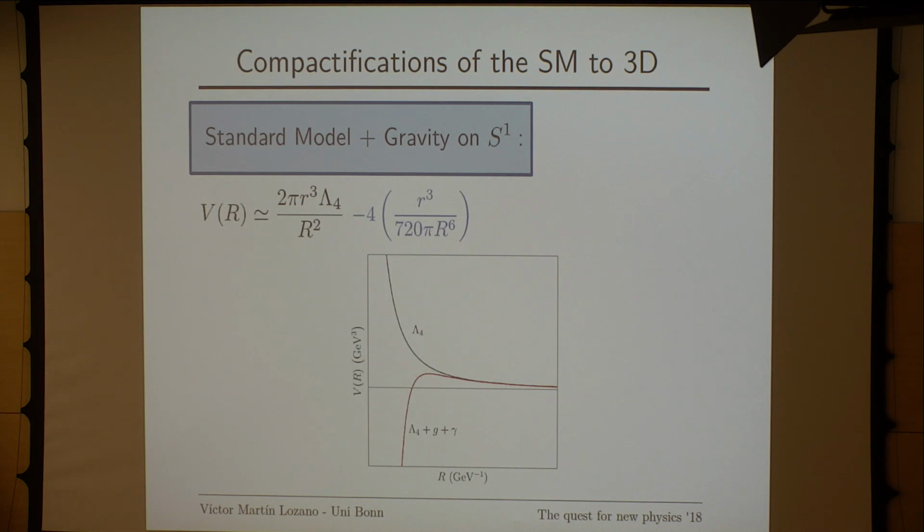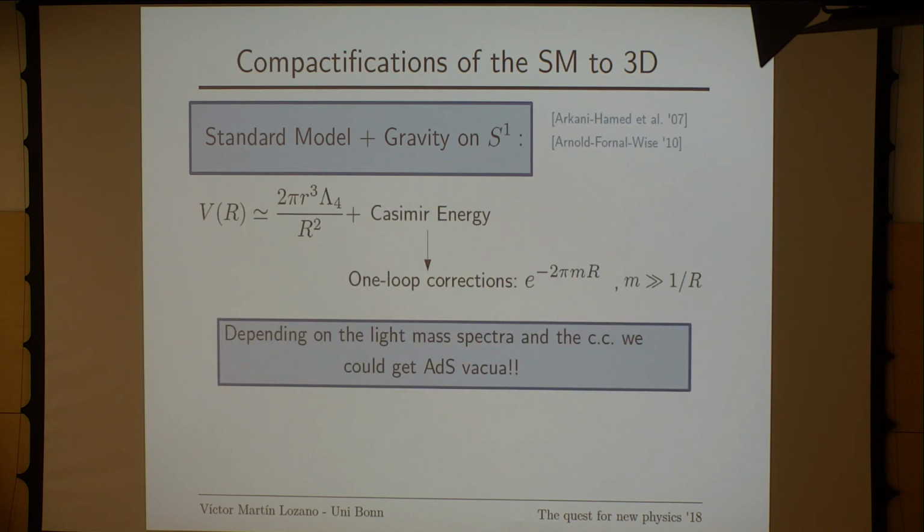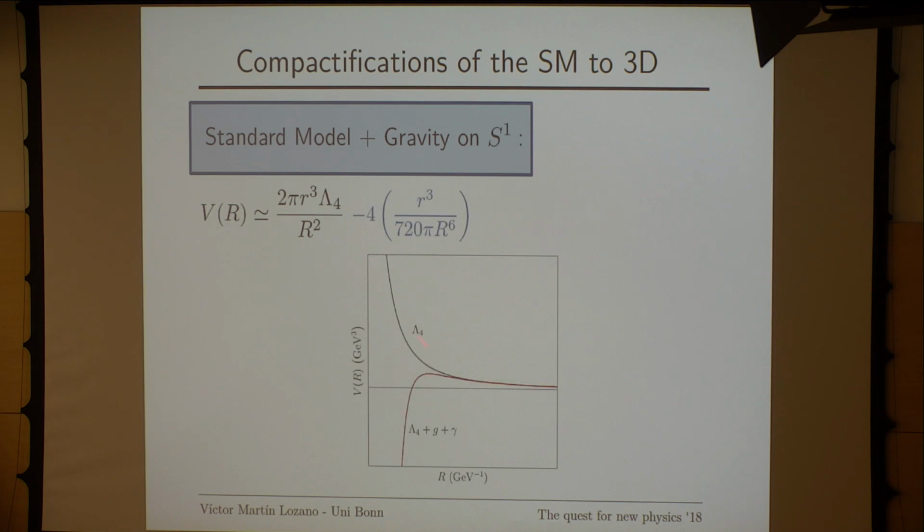So if we look only at the contribution of the cosmological constant and the one coming from the graviton and the photon, we see that this red curve is the potential with these two contributions. The graviton and the photon are bosons, so their contribution is negative according to this Casimir energy. And what we see is that when we go to radius close to 0, the potential just goes down, and it is not bounded from below.